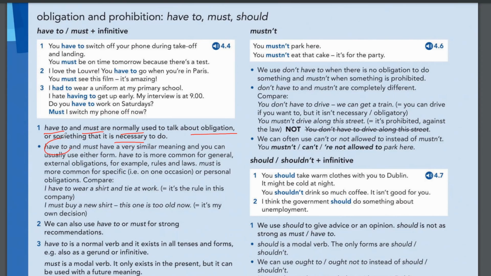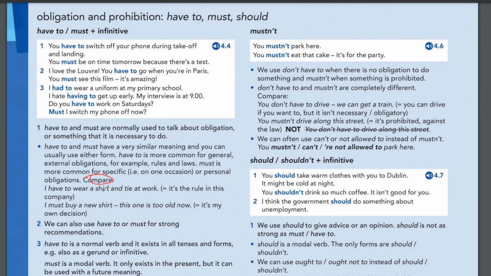Now, have to and must have a very similar meaning. And you can usually use either form. As I said, in speaking you can interchange them. But if you want to know the real difference between them, have to we use for external obligations. It's not something relating only to you. Must is more common for a specific one occasion or personal obligations. Now we're going to compare them.